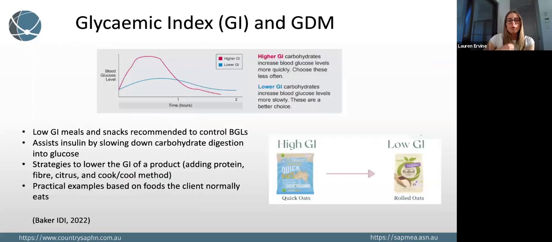Okay, we'd also talk to them about glycemic index, or GI. It's a very common and sometimes misunderstood term. So glycemic index doesn't really refer to how much carbohydrate is in anything.